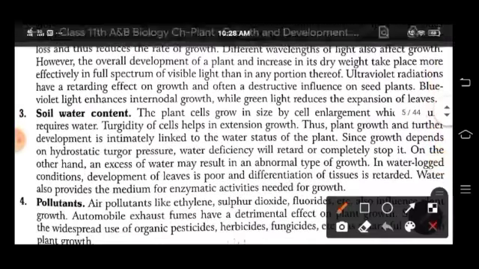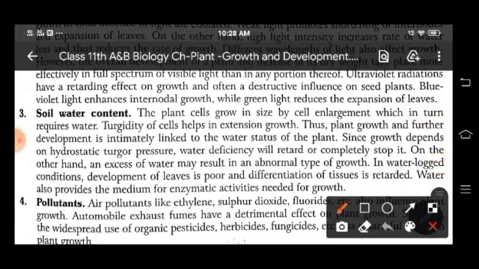Soil, water content. The plant cells grow in size by cell enlargement, which in turn requires water. Turgidity of cells helps in extension growth. So, plant growth and further development is intimately linked to the water status of the plant. Since growth depends on hydrostatic turgor pressure, water deficiency will retard or completely stop it.